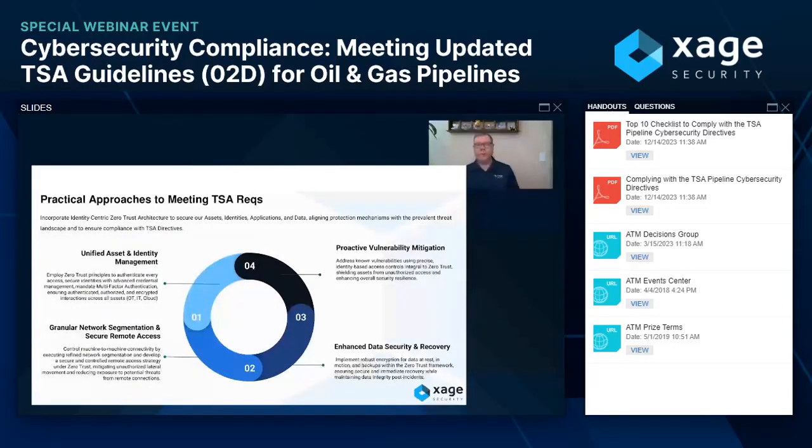All right, the practical approaches to meeting these TSA requirements. Again, we're not saying anything different here. You've got to have that asset management, but here we're talking about identity management. Identity is a powerful force multiplier when you're talking about any type of security, and it's very native to the way that humans think about security. We like to identify things before we can discuss what happens with the interaction of those types of friends, family members, or strangers.